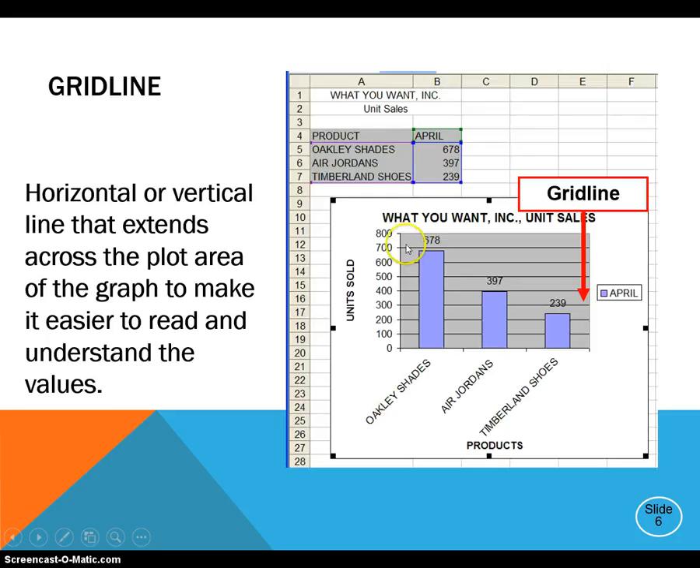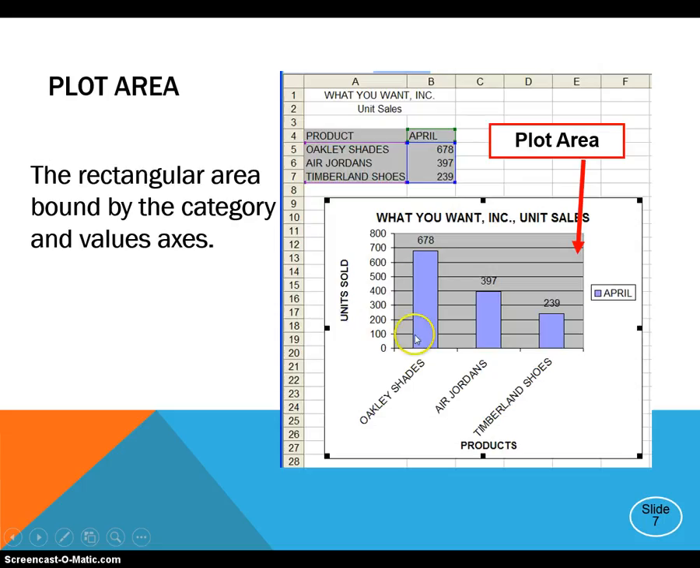Your grid lines, these are back here in the back. Okay. You can have horizontal. Right now we have horizontal lines. You can also have vertical ones, but these are the lines that we use to help determine where exactly our data is. This is your plot area. Again, this is the gray area in the background. That's known as the plot area.